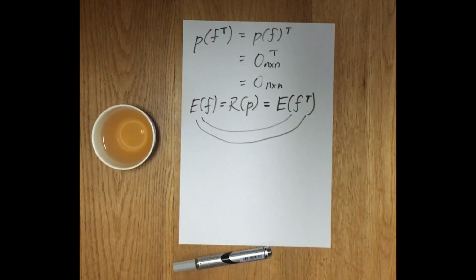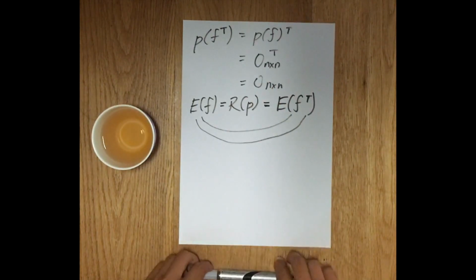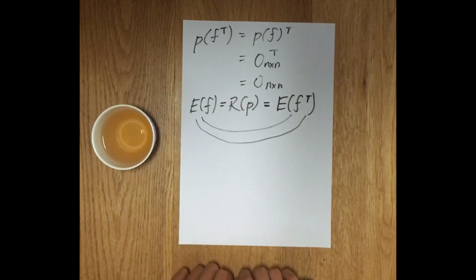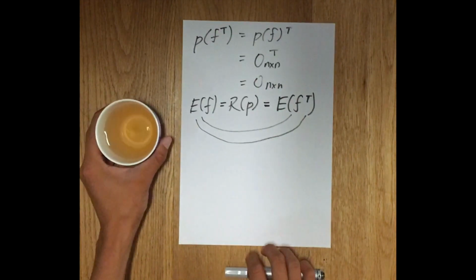Although there was that one loose end, which is why is it that transpose and power can interchange? For that, let's take a break, refill your drink, and that will be next time.